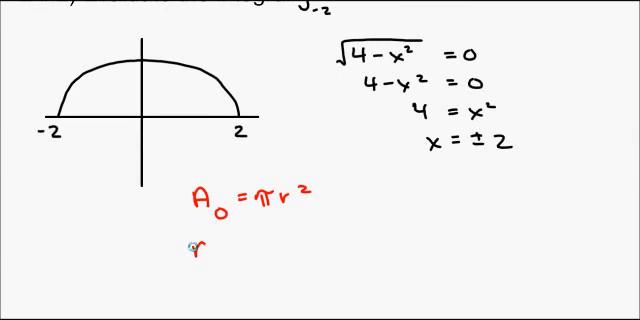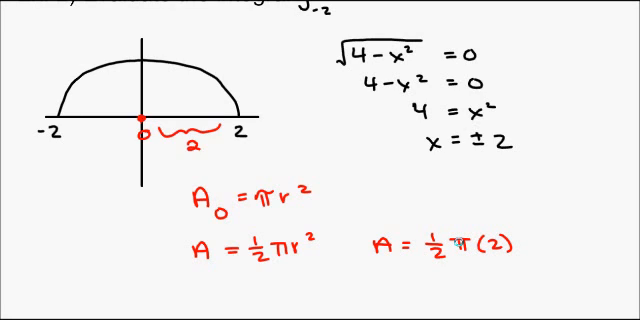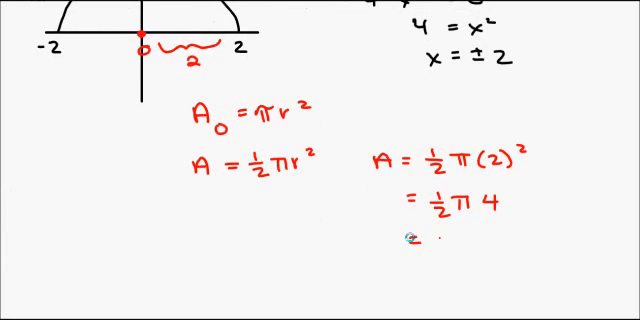So the area of a semicircle is going to be 1/2 pi r squared. Remember, semi means half. So my radius is halfway across the circle, so 0 to 2 means my radius is 2. So I'm going to plug in here, 1/2 pi times 2 squared is 1/2 pi times 4, which gives me 2 pi.